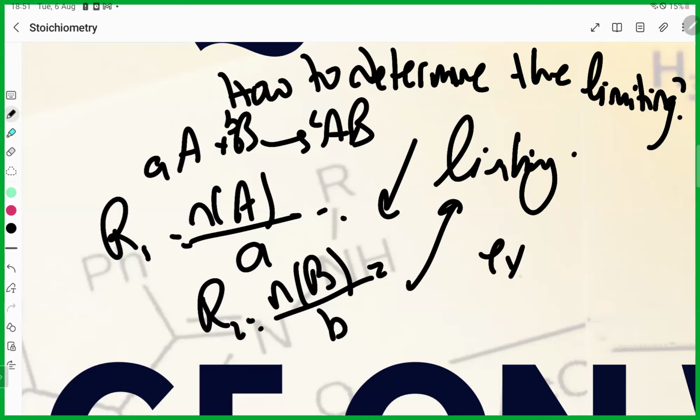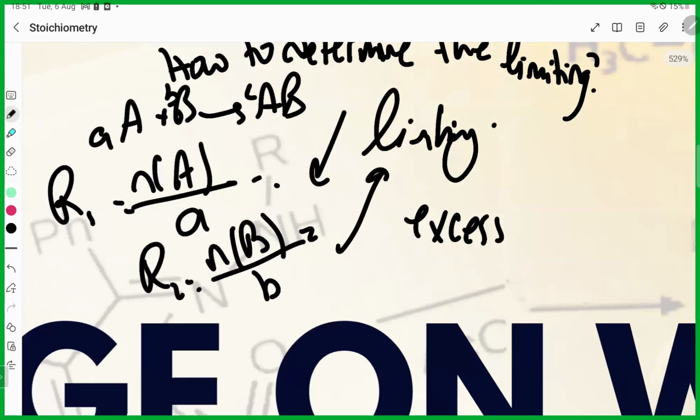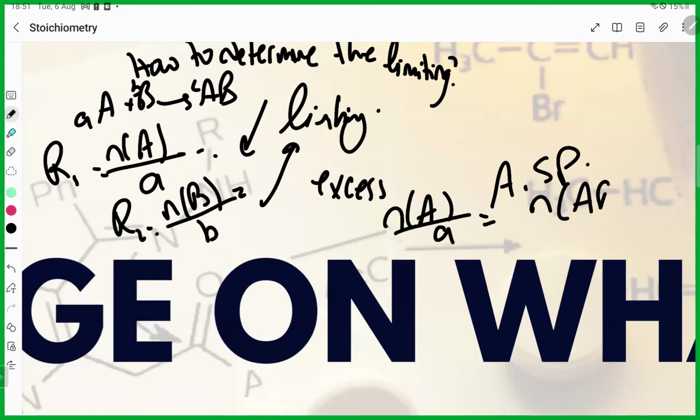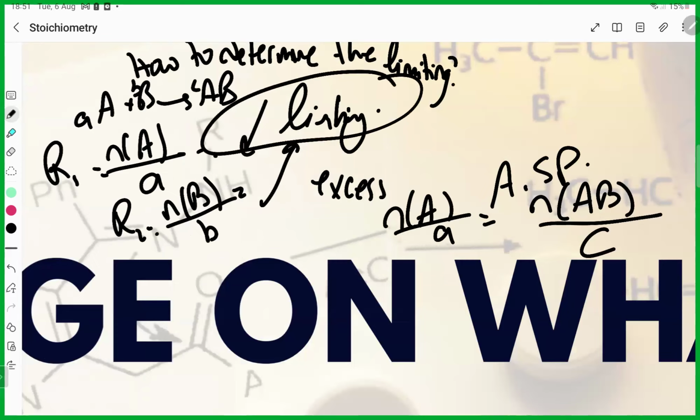According to stoichiometric proportions, we take the number of moles of the limiting reactant. So the number of moles of A over its coefficient equals the number of moles of the product, AB, over its coefficient C. So we should always take into consideration only the limiting reactant. To know which reactant is limiting, we should do the ratio. The ratio is number of moles over the coefficient.